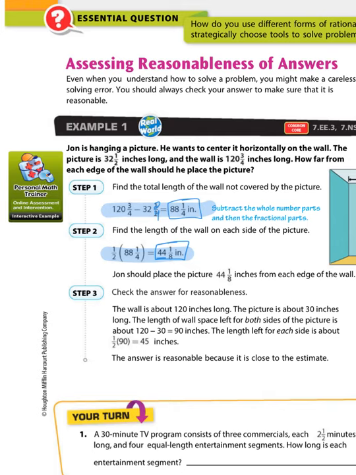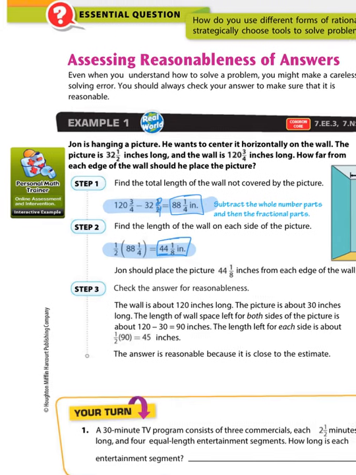Now we're going to check the answer for reasonableness. The wall is about 120 inches long. The picture is about 30 inches long. So if we estimate, that means we have about 90 inches left. And then we know we have to divide it by 2 to find the space that should be on each side of the picture, which is about 45 inches. We estimate when we're checking the reasonableness because it's easier to estimate with whole numbers and say, oh yeah, that makes sense. 44 1/8 is about 45, so our answer makes sense. We could also plug 44 1/8 into our equations to double check our work. Checking the reasonableness is just as important.